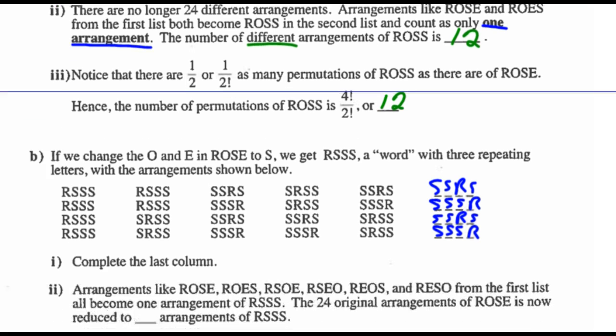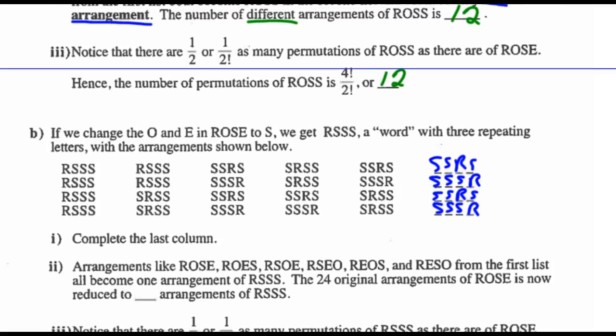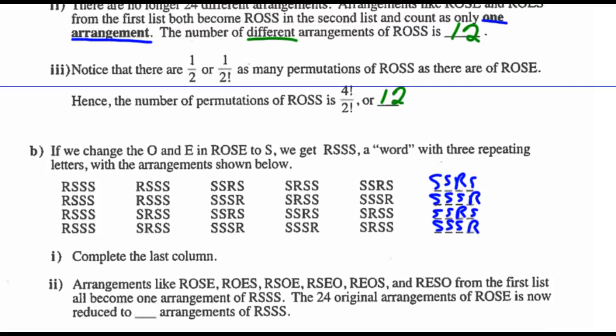So we've completed the last column, and again, let's see what happens. We've got to get rid of some of these repeating. So here's RSSS, those 3, 4, they're all gone. Here's SRSS, that's that one gone.